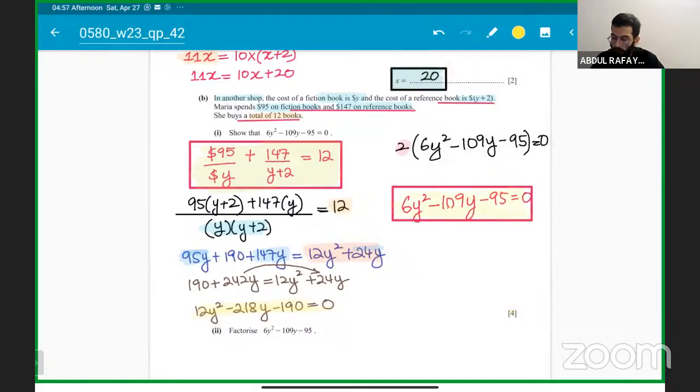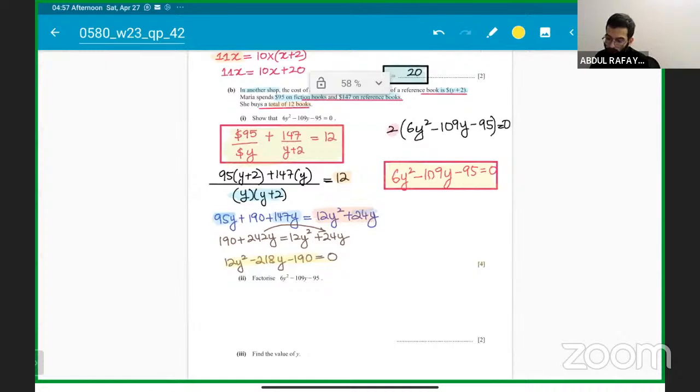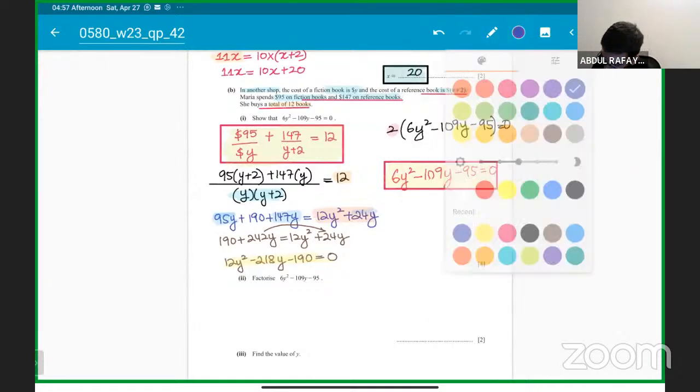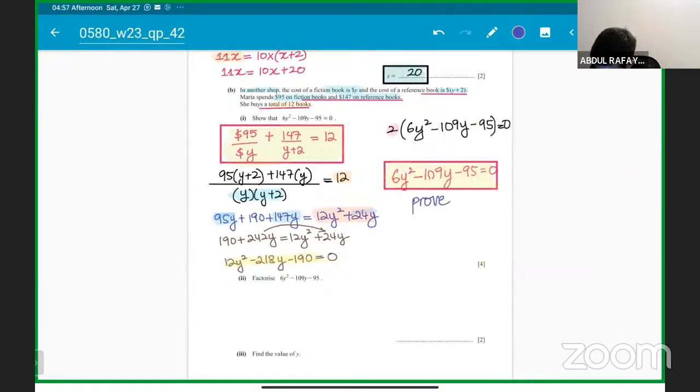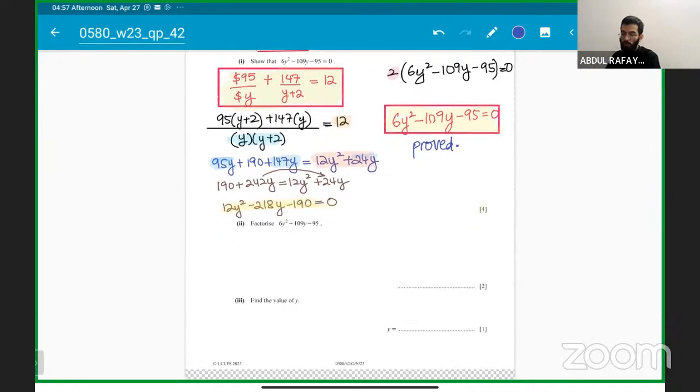Okay? Hope everyone got it, guys. Clear? Understood? This is proved, okay? Guys, got it? Understood? The next thing is we have to factorize.